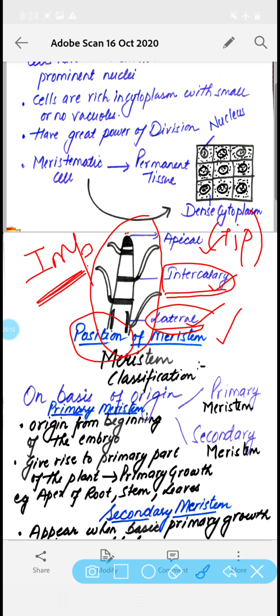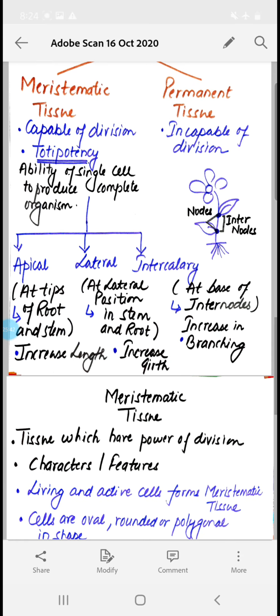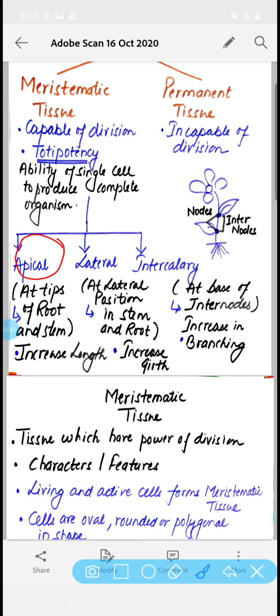थर्ड वन इज़ द लेटरल. लेटरल मीन्स साइड्स. तो ये वाला जो मेरिस्टेमेटिक टिश्यू आप देख सकते हो, मैंने जो डार्कली शेड किया हुआ है, दैट इज़ द लेटरल मेरिस्टेमेटिक टिश्यू प्रेजेंट ऑन द साइड्स. दिस इज़ इंटरकैलरी प्रेजेंट beneath the node, and this is the apical part which is present at the apex. Okay, so let's see the type of these tissues. So apical meristematic tissue is either present on the tip of the root or at the tip of the stem.